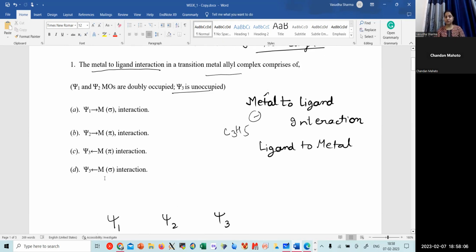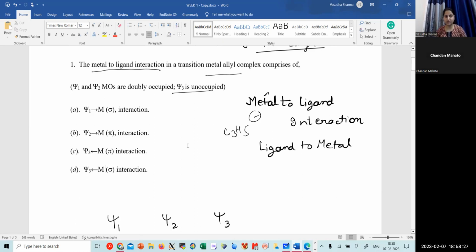Now the 3rd and 4th options have a reverse sign, where the metal is showing an arrow towards Psi3, where Psi3 is the anti-bonding of your ligand. Now, it could be either a pi interaction or a sigma interaction, depending upon the nature of your Psi3. So that you have to answer by yourself by going through the lectures.